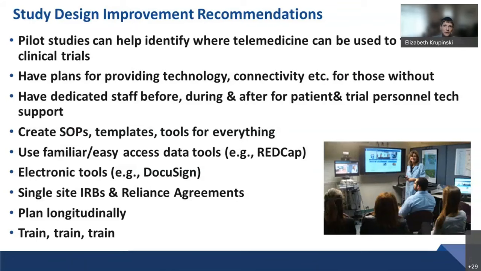Having standard operating procedures, templates, tools for absolutely everything. In large academic medical centers, we've got clinical coordinators. We've got people who are used to this. There's infrastructure in place. The minute you reach out to rural areas, smaller sites, they don't have the infrastructure. They haven't done clinical trials in the past. You have to rely on you being the organizer and the one providing all the guidance and the tools for them to participate in the study, because they're not going to have done this before.